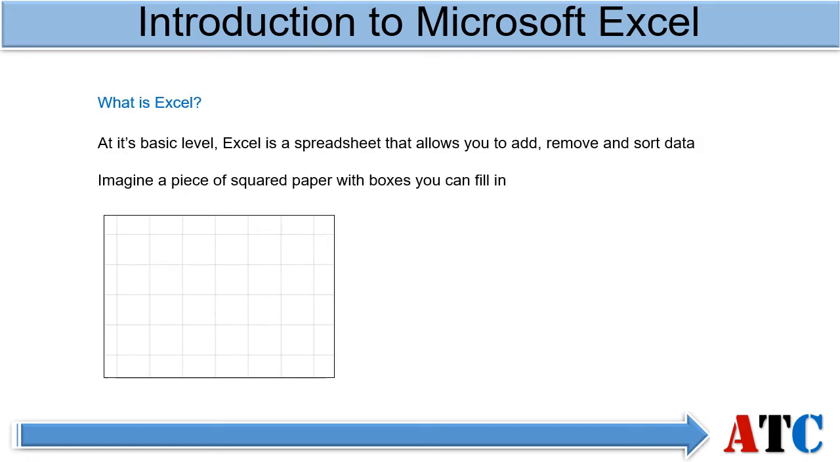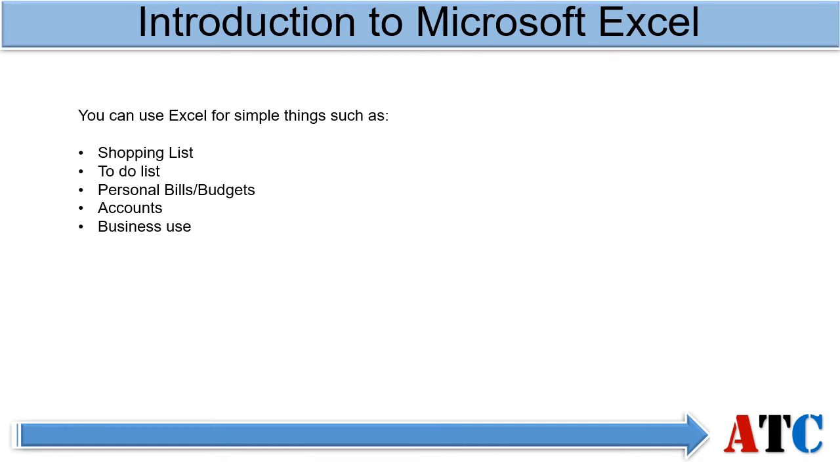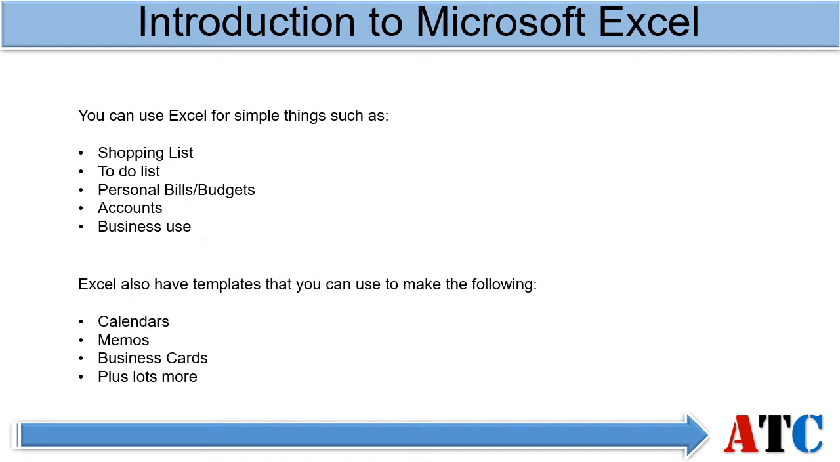At its basic level, Excel is a spreadsheet that allows you to add, remove and sort data. Imagine a piece of square paper with boxes that you can fill in. You can use Excel for simple things such as shopping list, to-do list, personal bills and budgets, accounts and business use. Excel also has templates that allow you to make calendars, memos, business cards, plus lots more.